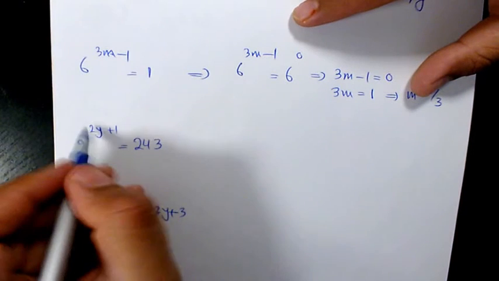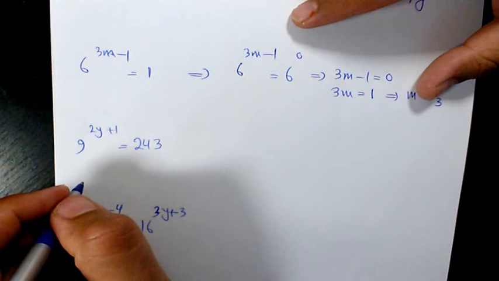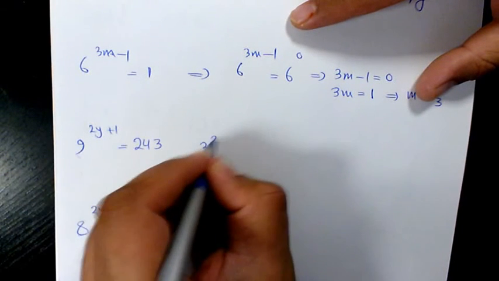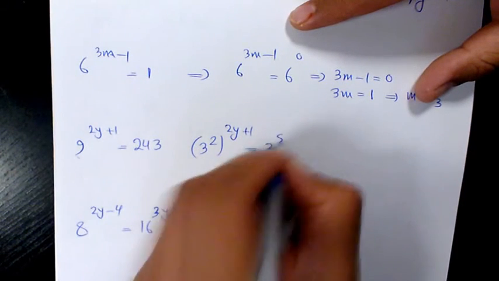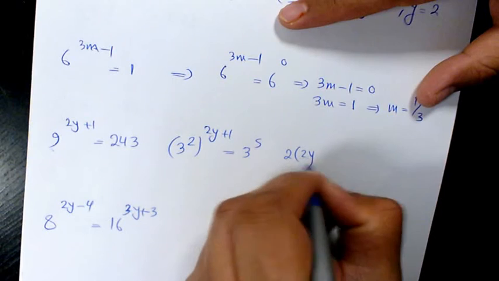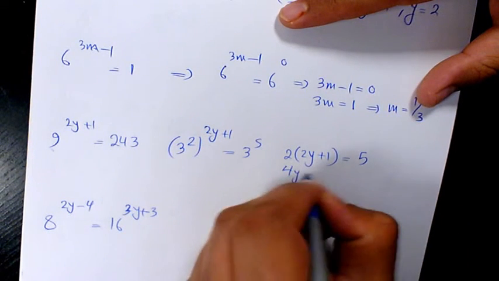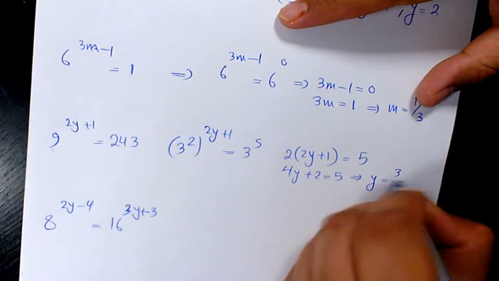Next one. 9 to the power of 2y plus 1 equals 243. 243 is 3 to the power of 5. 9 is 3 to the power of 2. So it's 3 to the power of 2, to the power of 2y plus 1, equals 3 to the power of 5. So 2 times 2y plus 1 equals 5. So 4y plus 2 equals 5. So y will be 3 over 4.